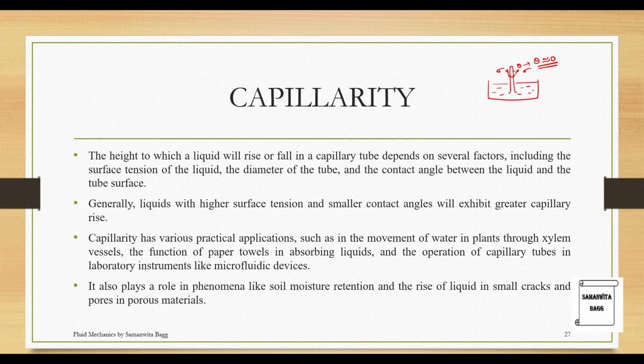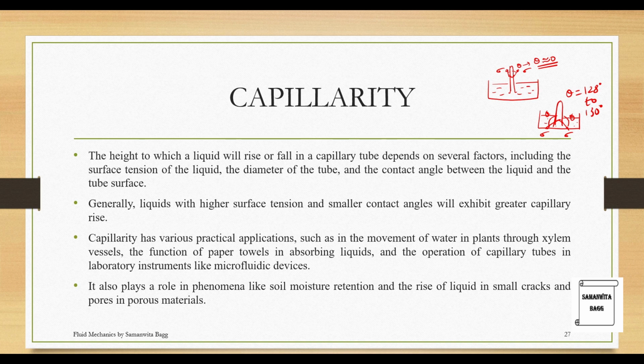In that case, if you happen to have mercury in this tube, suppose this is the tube and this is the container containing mercury, there will be a small dip over here that you can see, or depression as you call it. This is the value of sigma and this is the angle theta that you see. It is quite large. This theta is approximately 128 to 130 degrees.